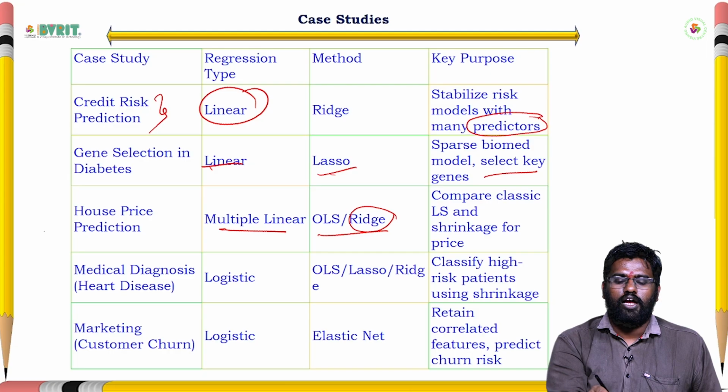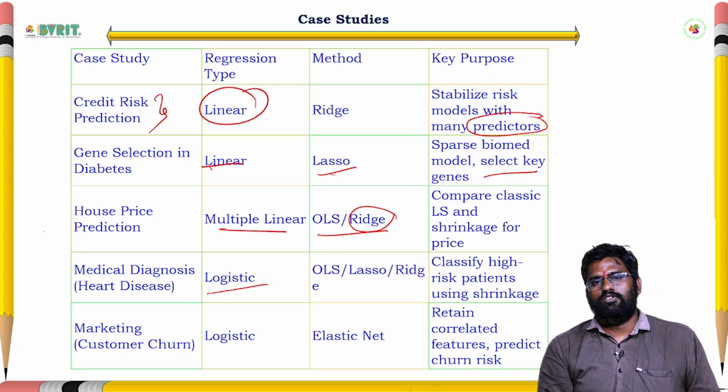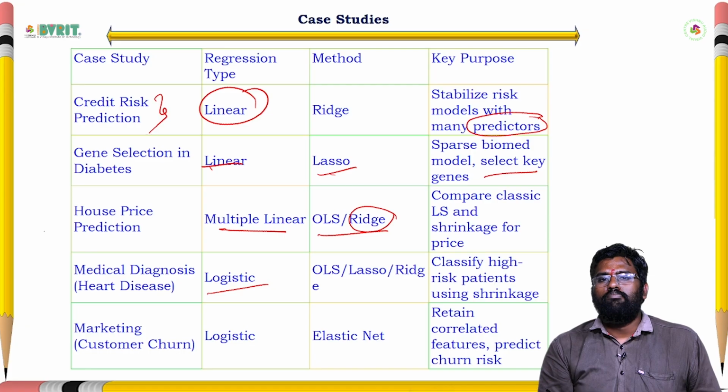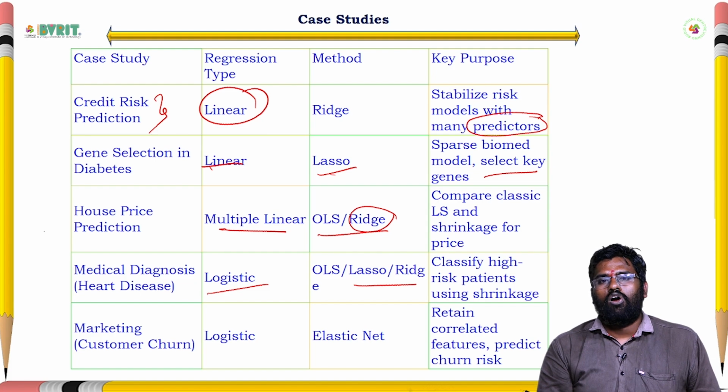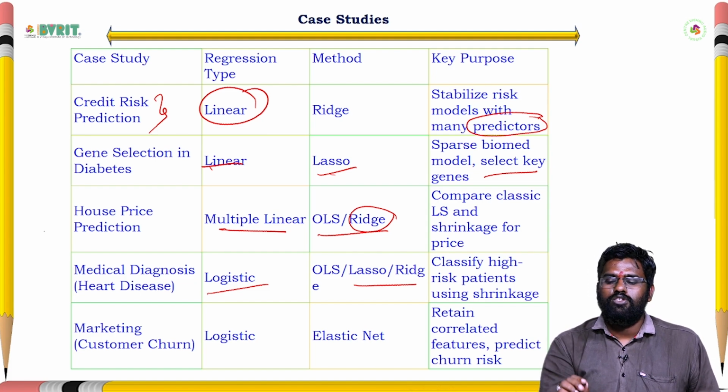Next, medical diagnosis, that is used for logistic diagnosis. That means it may be true or it may be false. You have to show only a binary logistic variable, binomial logistic variable. So here you have to use Lasso or ridge regression, so the complicated or complex conditions we need to handle by using this OLS method. High risk patients using shrinkage methods.